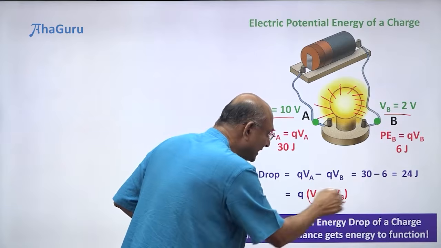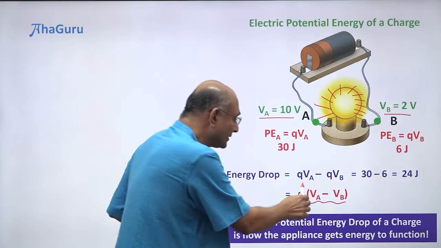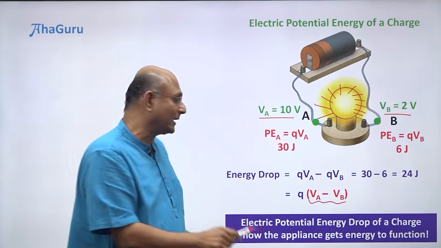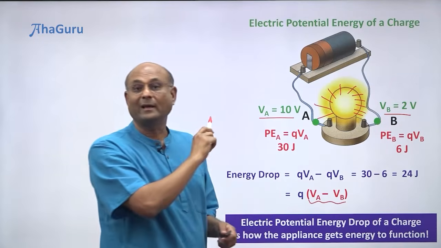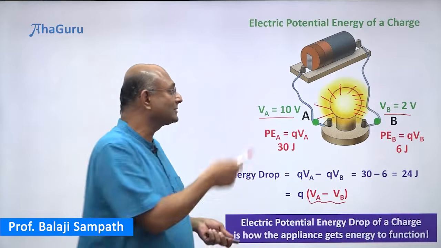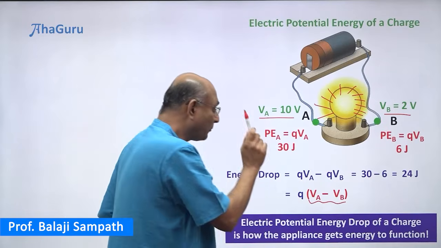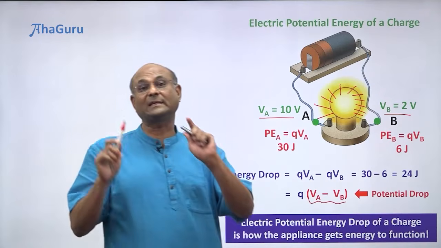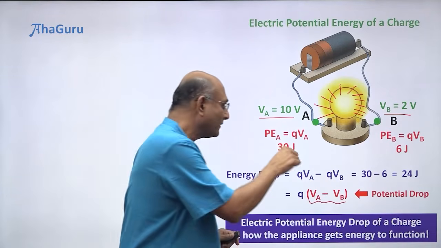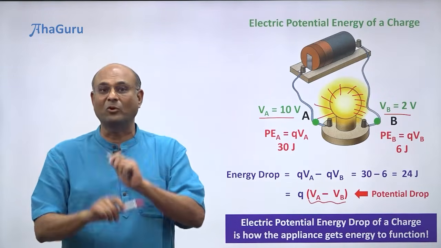The potential is the one that is changing. So there is a drop in the potential. So this is the reason there is a drop in the energy. And drop in the energy is important because that's why the bulb is functioning. So potential drop, we call this the potential drop, and this quantity is an extremely important quantity. We are going to try and understand this in more detail.